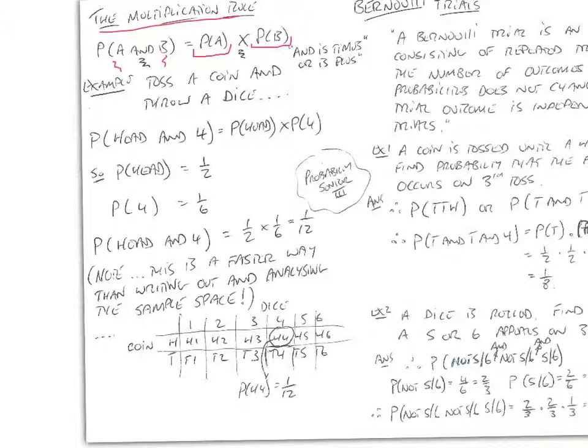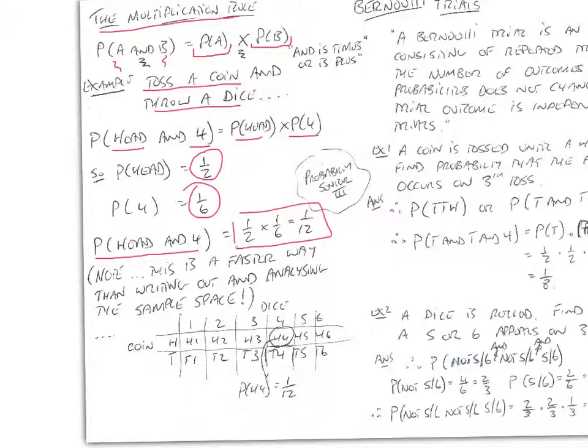Anyway, let's say we toss a coin and we throw a dice. To find the probability of getting a head and a 4 is equal to the probability of the head multiplied by the probability of the 4. The probability of getting a head is 1 in 2, a 4 is 1 in 6. So the probability of getting a head and a 4 is 1 in 2 times 1 in 6, which is 1 in 12. And that's the faster mathematical way of finding the answer, which prior to this in junior cycle we did using the sample space, and we found that to find a head and a 4, there's only one of them, 1 in 12. So we've done it via the sample space here or mathematically here.